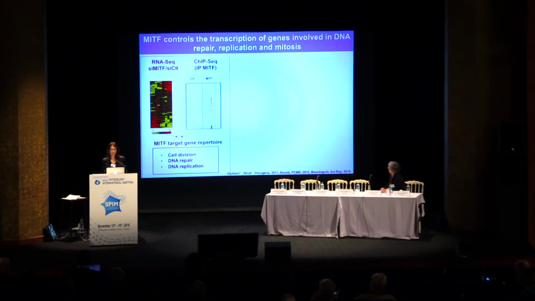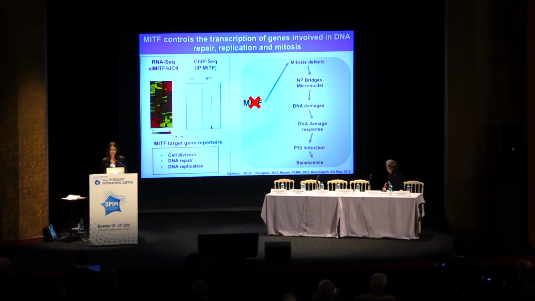So to determine how MITF controls these processes, we combined an approach of RNA-seq experiments of MITF knockdown versus control cells with a genome-wide ChIP-seq of MITF. So this is an example of those two experiments pictured. The combination of those two analyses allowed us to identify the full repertoire of all MITF direct and indirect target genes. And among the MITF direct target genes that are positively regulated by MITF, we found genes associated with cellular functions such as cell division, DNA repair, and DNA replication.